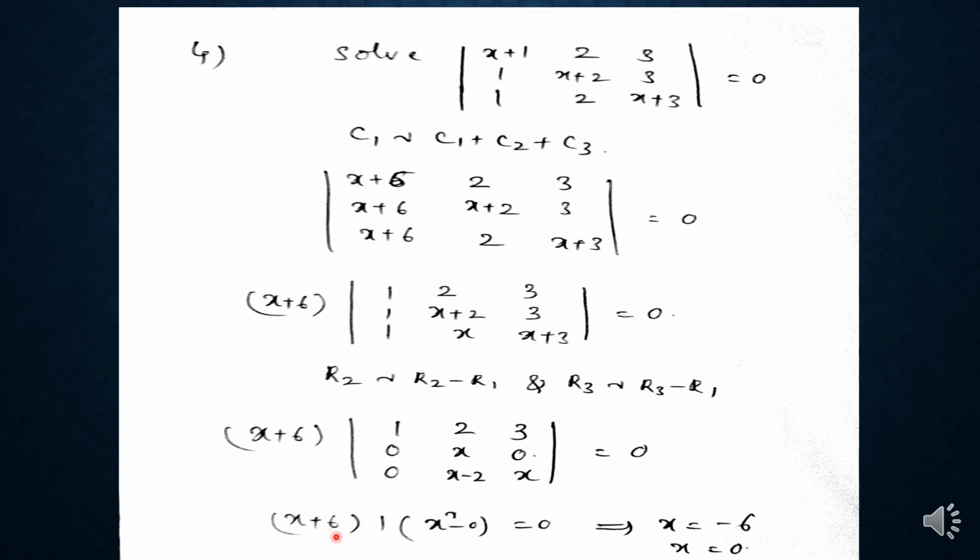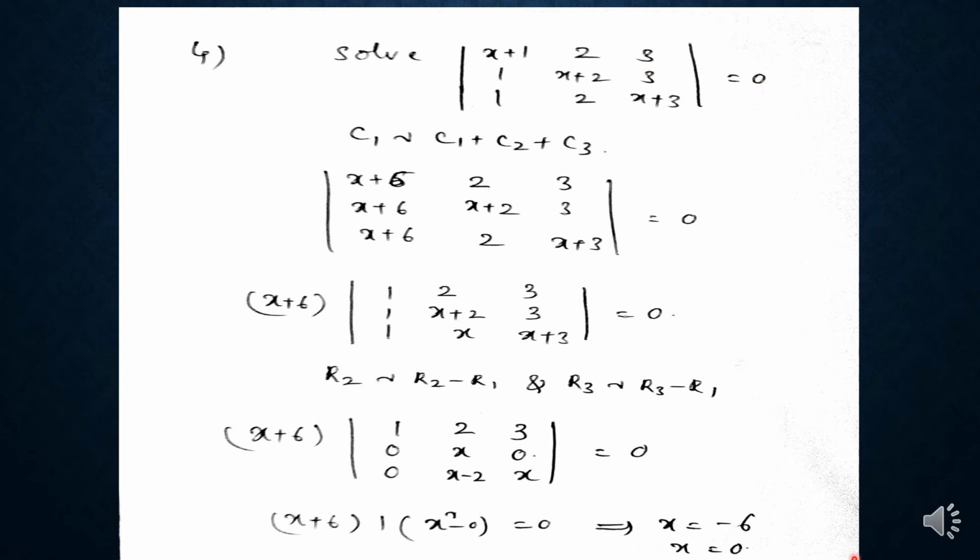So here x plus 6 is equal to 0 or x square is equal to 0. If x plus 6 is equal to 0, x is equal to minus 6. If x square is equal to 0, it means x is equal to 0. These are the values. If we put x is equal to 0 in this determinant, this becomes 1 2 3. Here also this becomes 1 2 3. This becomes 1 2 3. Any two rows or any two columns are identical in the determinant, that value is 0. So x is equal to 0 is correct.